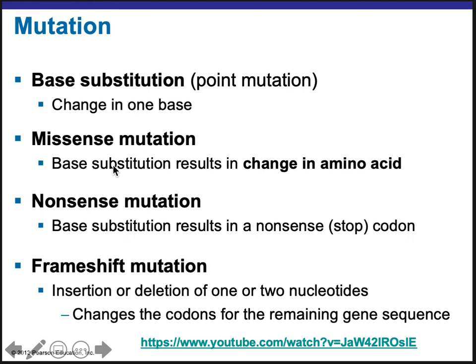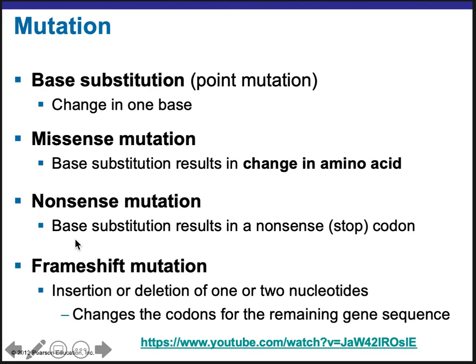Missense is that the base substitution, so that single base substitution has resulted in a change in the amino acid. So remember in the last video, towards the end, we saw that amino acid chart where the different codons will code for particular amino acids. So you can see how a single change can sometimes lead to a different amino acid being coded.